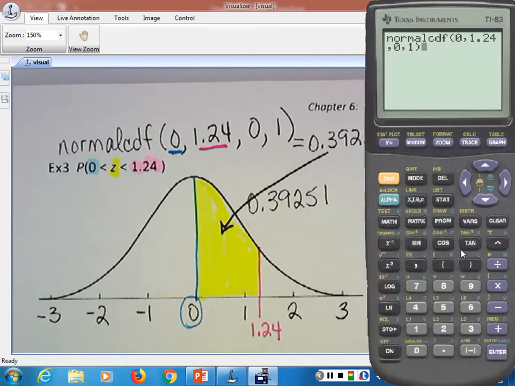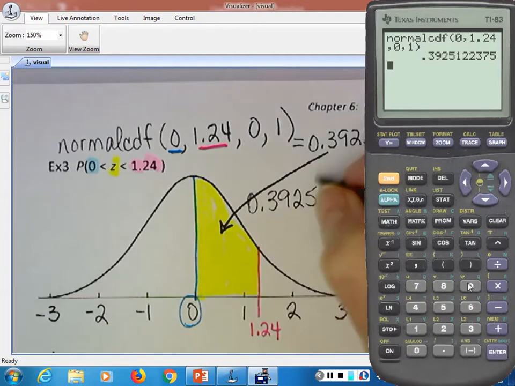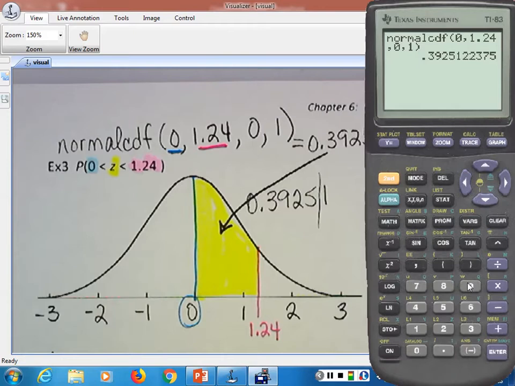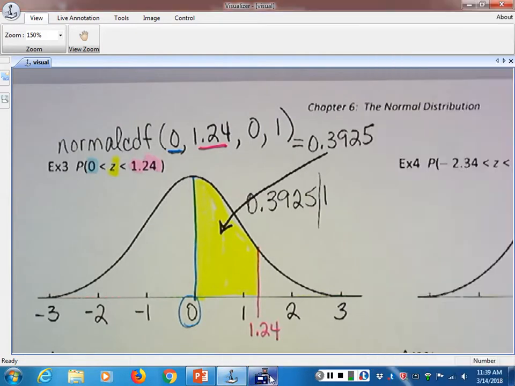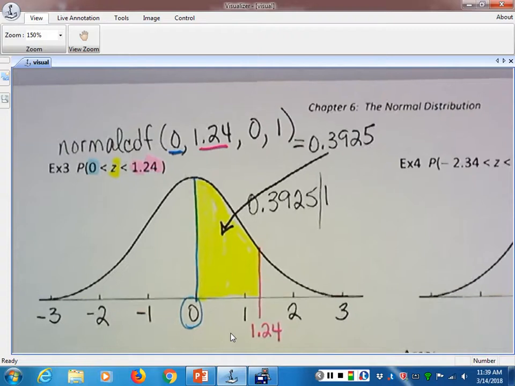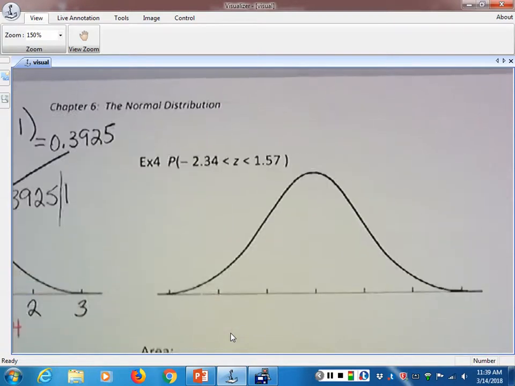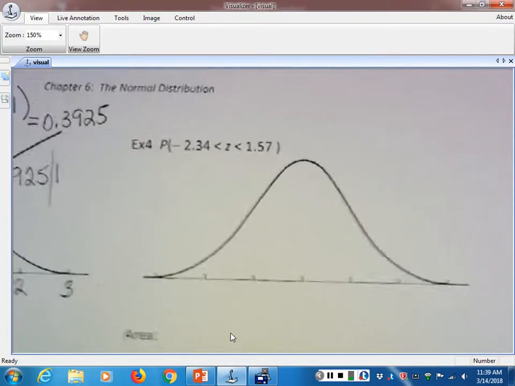So when we complete the calculation for this one, we see that it's 0.39251, and if you round that off to 4 decimal places, since the 1 is less than 5, then you just drop the remainder of the decimal, and that turns out to be 0.3925. So we're going to proceed to the next example, and we're going to do all of these exactly the same way.